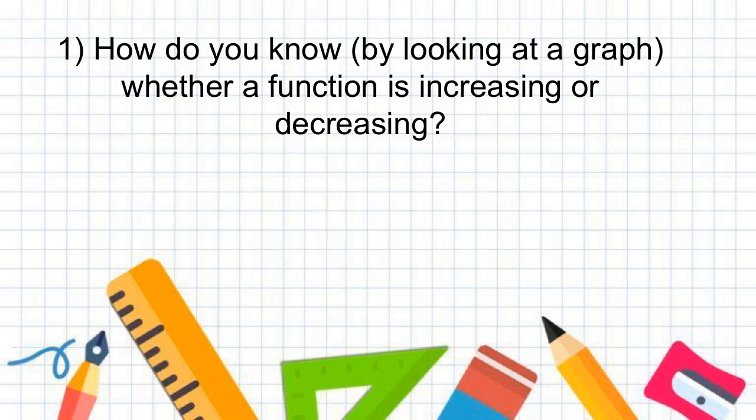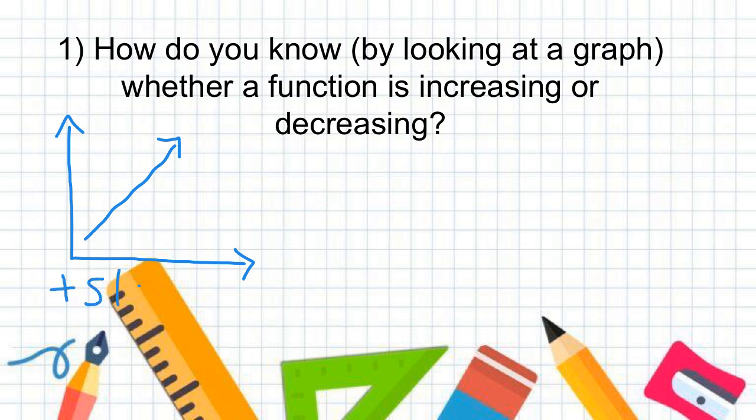Question number 1 says, how do you know, just by looking at a graph, whether a function is increasing or decreasing? Or it could be constant, I suppose. So let's go ahead and take care of all of those options. If a graph is increasing, that means both variables are increasing, and the slope is positive. It looks like that. So we have a positive slope because both variables are increasing.